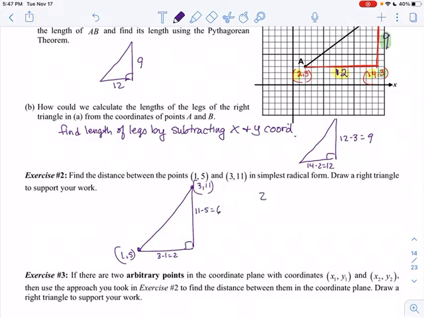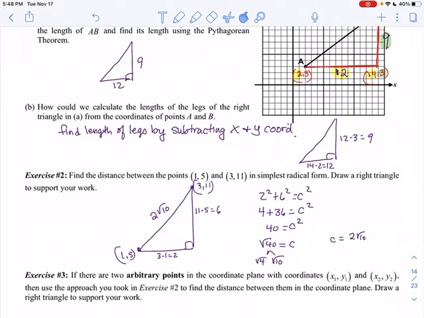So basically, I have 2 squared plus 6 squared equals c squared. 2 squared is 4. 6 squared is 36. 4 plus 36 is 40. And to find c, I'm going to do the square root of 40. Now this one they wanted in simplest radical form, so I'm going to have to break that down. 4 times 10 is 40. 4 is written first because that's my perfect square. And the square root of 4 equals 2. So c equals 2 radical 10, the distance between those points.